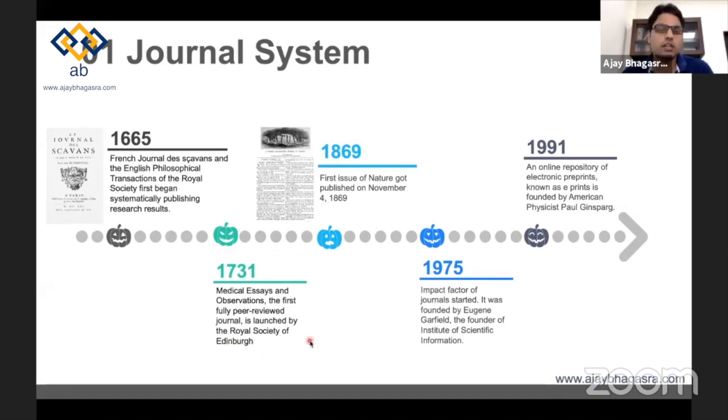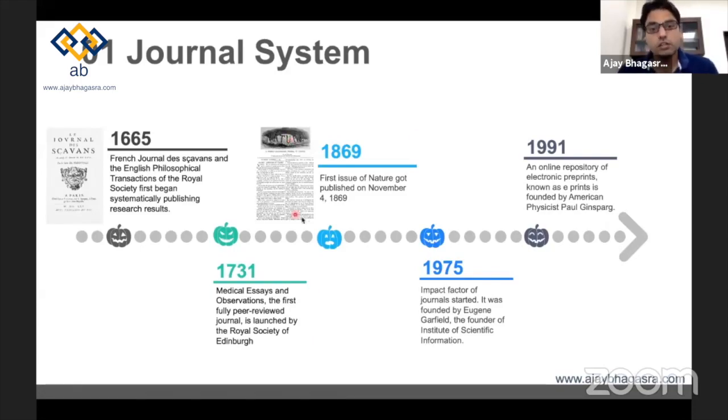You might be using and hearing this word too often, peer-reviewed journal. It started in 1731, and the first peer-reviewed journal was Medical Essays and Observations, coming from the Royal Society of Edinburgh. This was a major milestone because the entire system of publishing today rests on the quality of this reviewing, and the reviewers establish and maintain the quality of those journals. And I will spend some time on the peer reviewing aspect of the journals also.